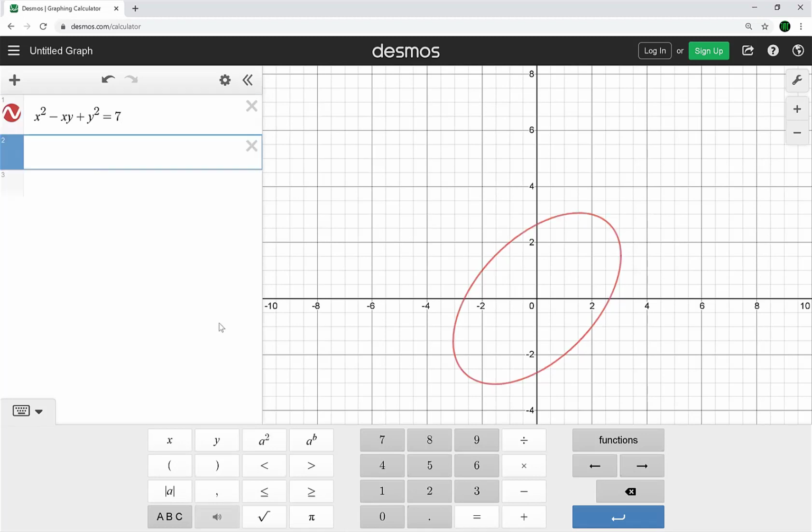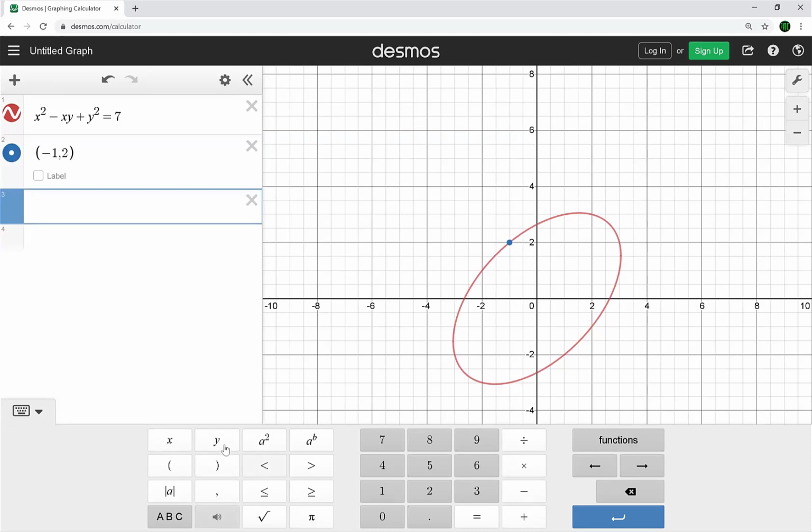All right, give me my tangent. Oh, first let's put the point. What's the point at? -1, comma 2. There's my point. Now let's put the tangent. y minus 2 equals, what was my slope?